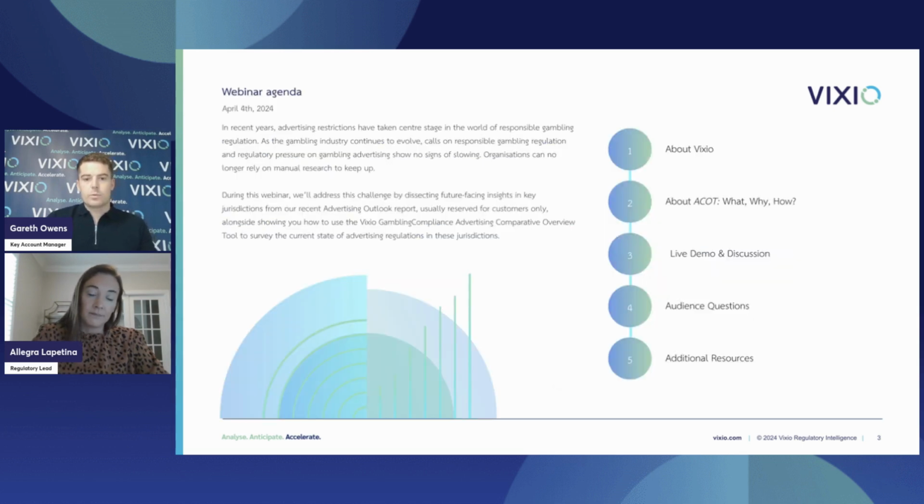In today's webinar, we'll be showing you how to use the Advertising Comparative Overview tool, which is one of the many tools available to Vixio Gambling Compliance subscribers. Firstly, to set the scene, we'll explain what the ACOT is, how it works, and where its information comes from. Then, we'll use the tool to run some comparisons of gambling advertising regulations in various jurisdictions. Throughout this, Allegra and I will have some conversations around the differing measures taken across the world. Finally, we will take some audience questions to close off.